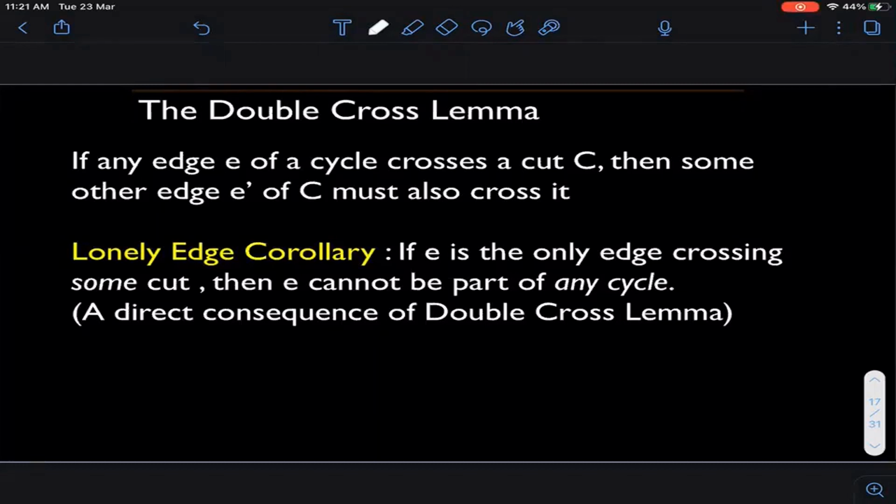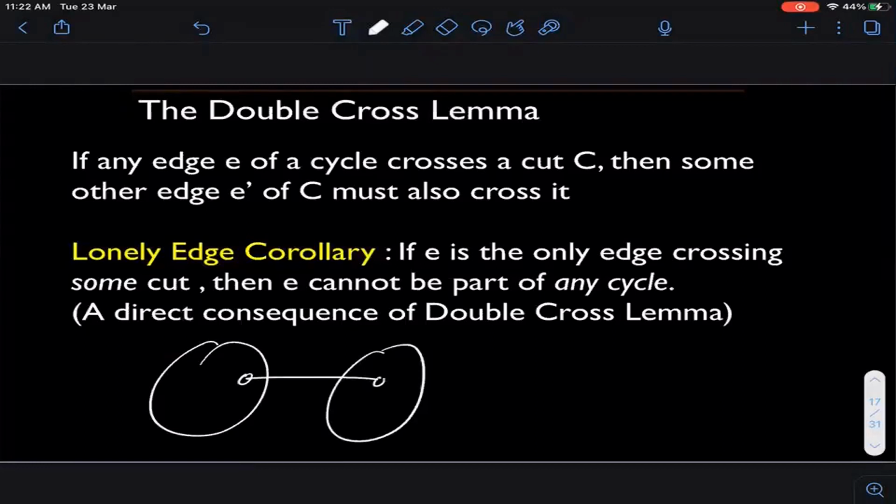Okay. So an easy corollary of this double cross lemma is what I call the lonely edge corollary. So what is the lonely edge corollary saying? It's saying that if E is the only edge crossing some cut. So now I am saying the opposite. Suppose there exists some cut such that this edge E is the only edge that is crossing this cut.